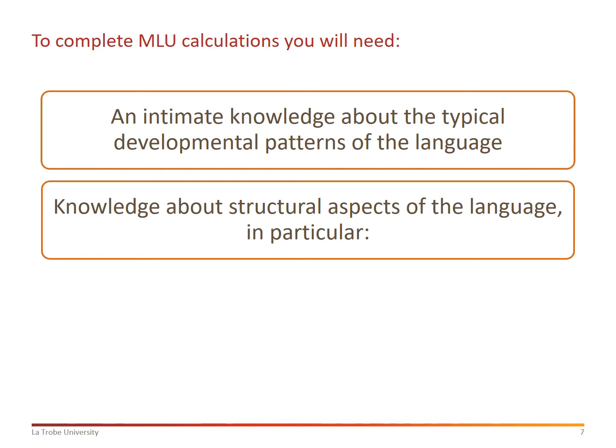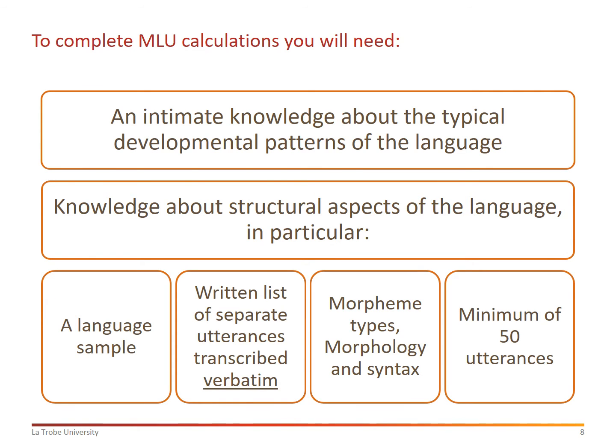You yourself will need an intimate knowledge about typical language developmental patterns of the language. Typically it will be English for this course, but you may be working in other languages as well. You need to have knowledge about the structural aspects of a language. In particular, you need to have a language sample so that you can examine the structural aspects. You need to have a language sample where you've written utterances transcribed verbatim but line by line. You need to have knowledge about morphemes, morpheme types, morphological and syntactic development, and in your language sample you will need a minimum of 50 utterances.